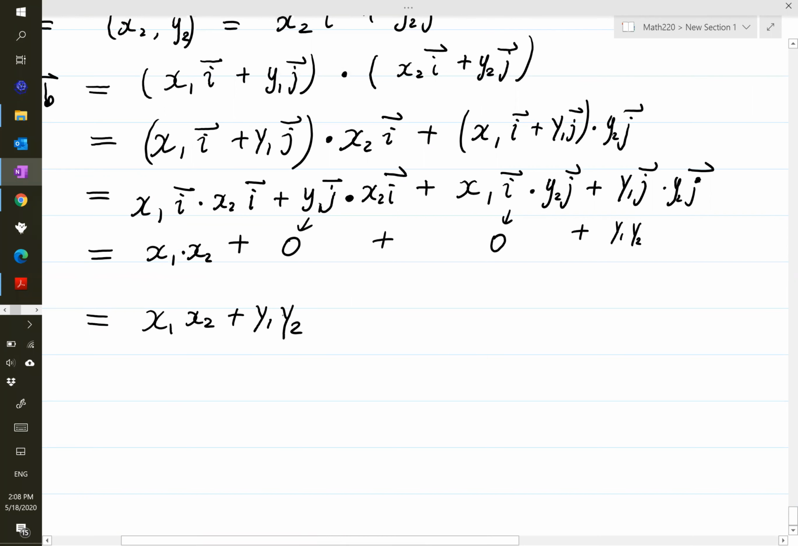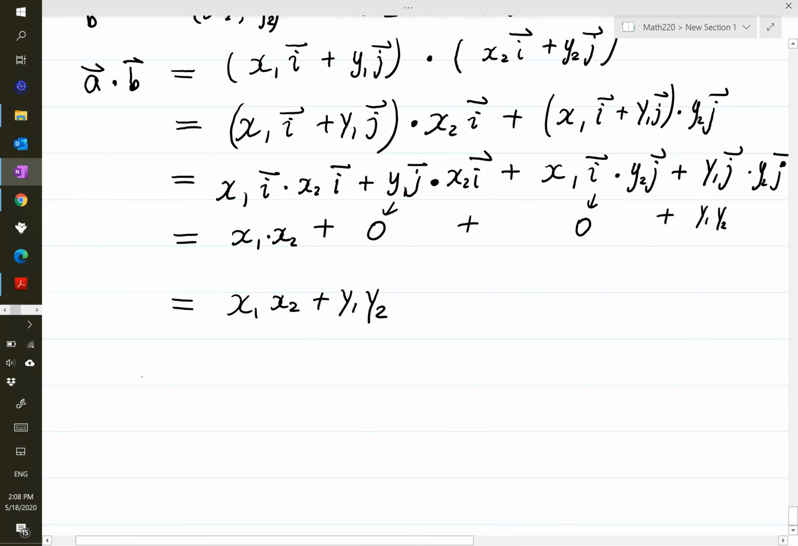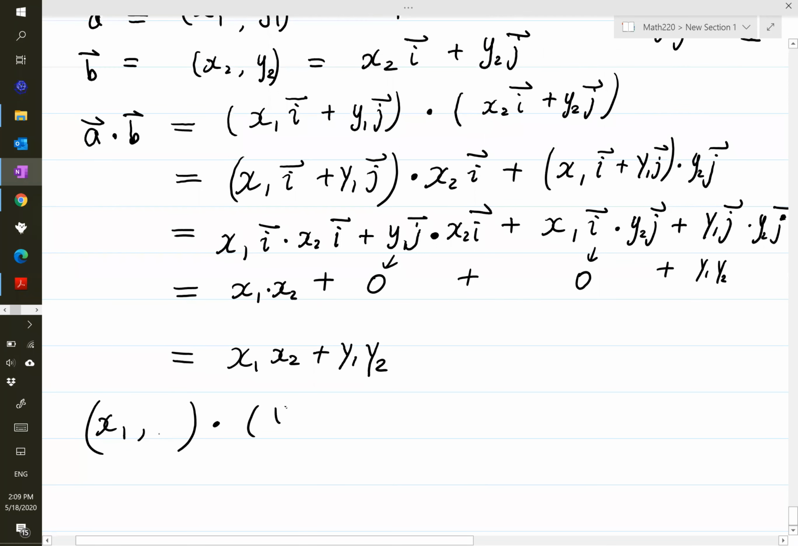Okay, dot product. If we have a vector x1, y1 and another x2, y2, sorry, I switched some notation somehow. So the dot product will be x1 times x2 plus y1 times y2.